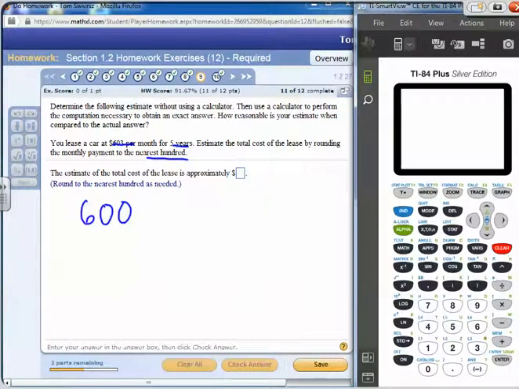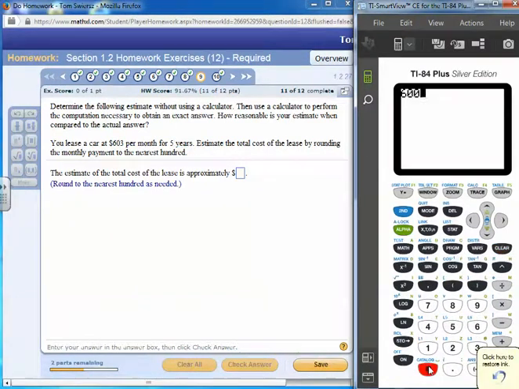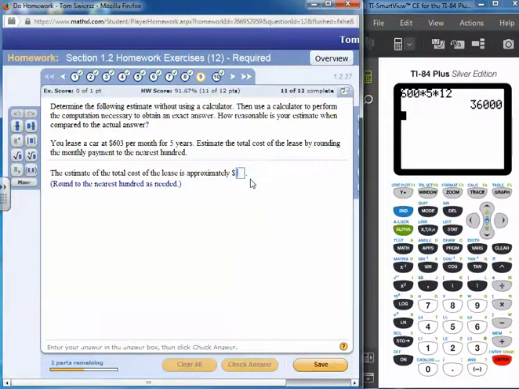Okay, the total cost, now again, it's for 5 years, and there are monthly payments, right? So it's 12 times a year. So 5 times 12 is 60 payments. So don't forget, you've got to multiply by 5 and by 12. The estimate would be 600 times 5 times 12, and we would get 36,000.